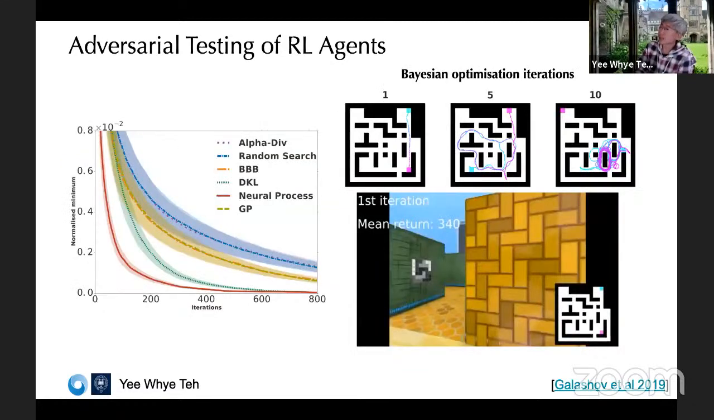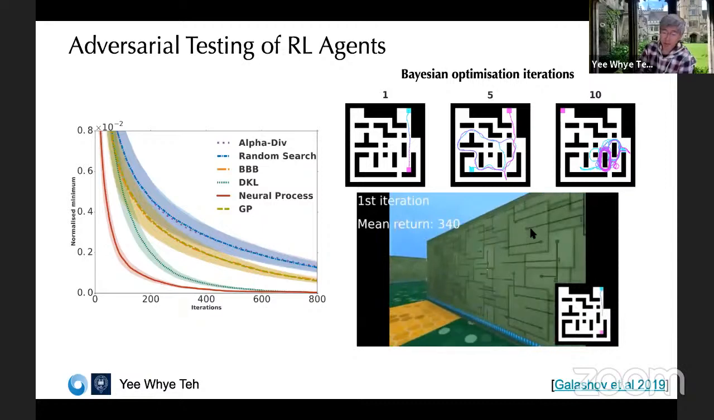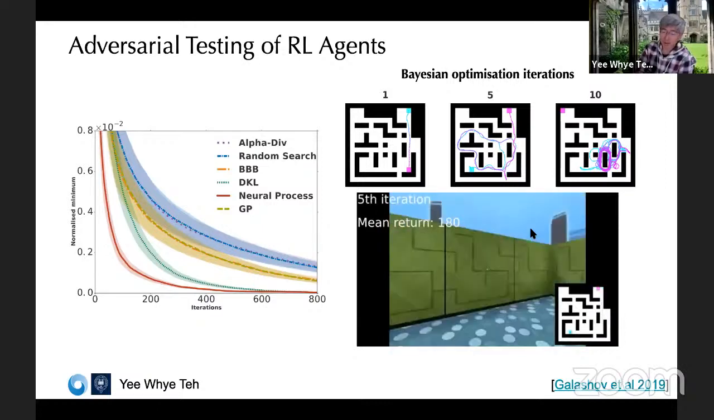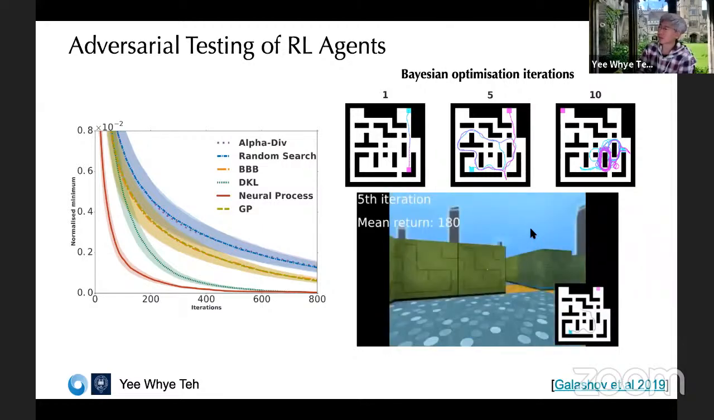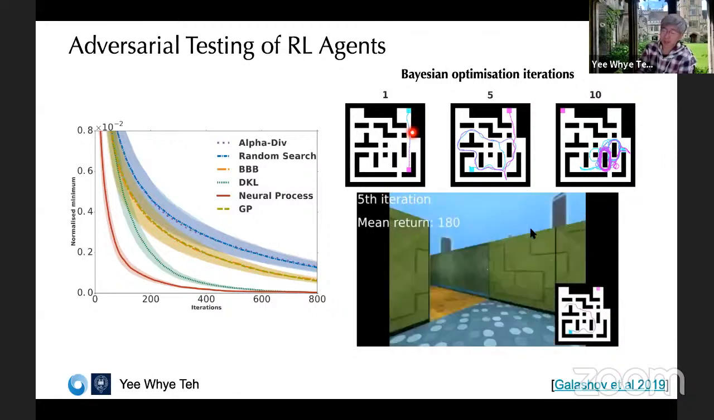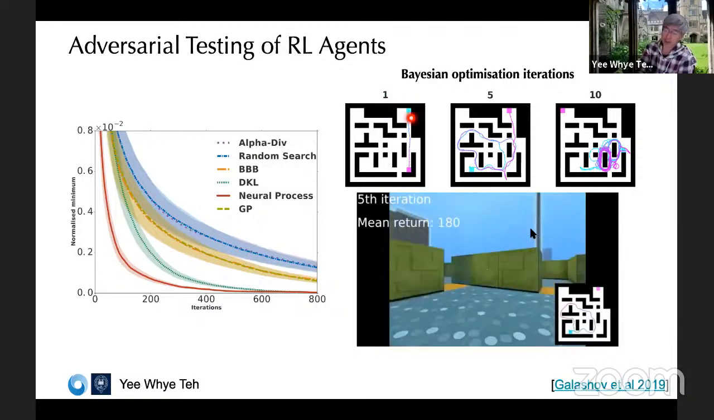Right, and so here's something that should be a little video. Basically, we have a system that tries to find a maze that our agent does really badly on. Okay, so at the first iteration, it found this maze, which turns out the agent does really well. It just goes from the start location to the goal location in a straight line.